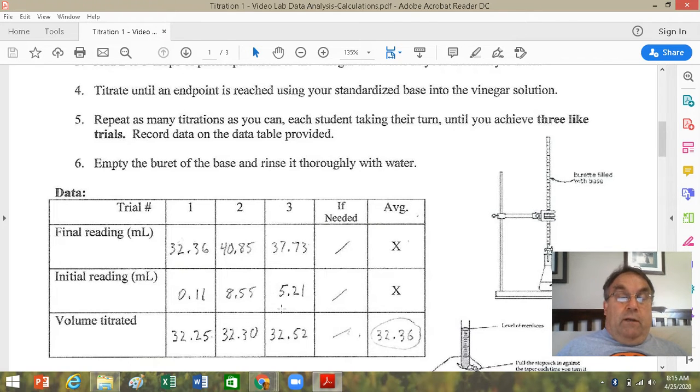The initial reading for the third trial was 5.21. Final reading 37.73. Subtract the two for 32.52. Now, the goal is to get 3 like trials, and these 3 trials were close enough to consider like trials. So if you average these 3, you get 32.36, which is the volume of the base titrated.